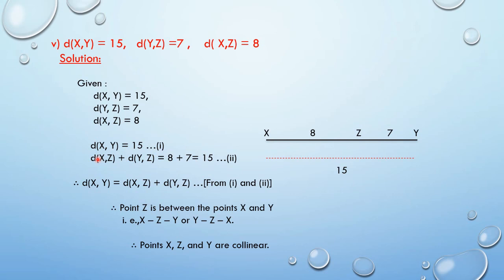Therefore, d of XZ plus d of YZ is equal to 8 plus 7, which is equal to 15. From equations 1 and 2, distance of XY is equal to distance of XZ plus distance of YZ. Therefore, the betweenness condition is satisfied here. Therefore, the point Z is between the points X and Y, that is X-Z-Y or Y-Z-X. Therefore, the points X, Z and Y are collinear.